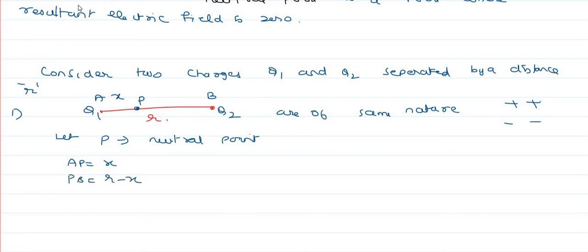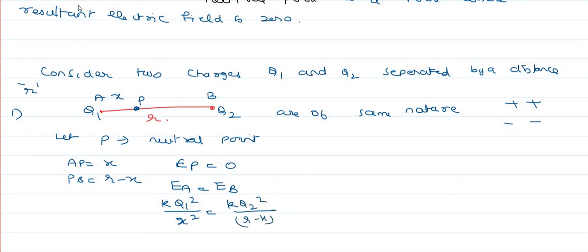Now, the net electric field at the point P equals 0. The electric field at P is due to both A and B. Then EA must be equal to EB. What does it mean? Equal and opposite fields cancel each other. That is the meaning, right? So EA must be equal to EB. Electric field, if you calculate: K Q1 by X squared equals K Q2 by (r minus X) the whole squared. This is the regular thing you do in numericals.